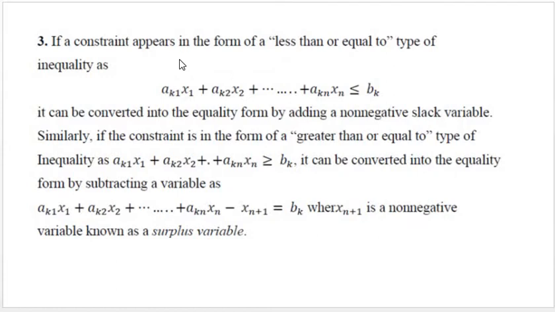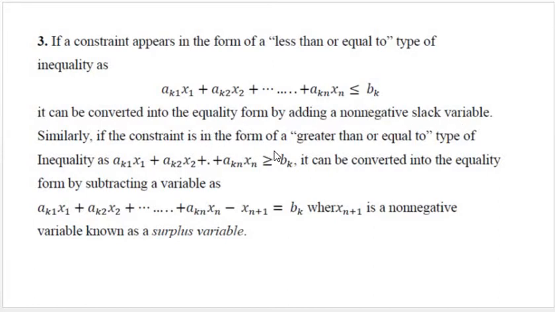If a constraint appears in the form of a less than or equal to type of inequality as ak1 x1 plus ak2 x2 plus etc plus akn xn less than or equal to bk, it can be converted into the equality form by adding a non-negative slack variable.